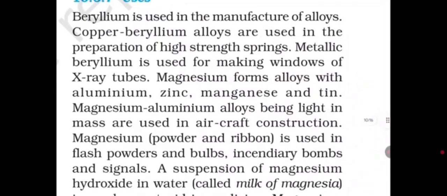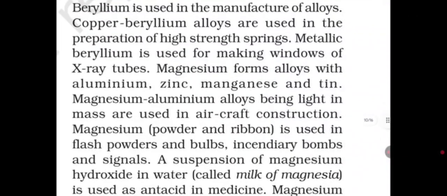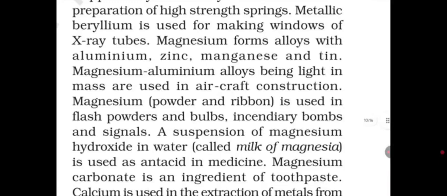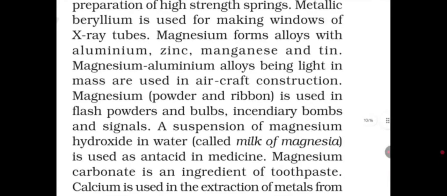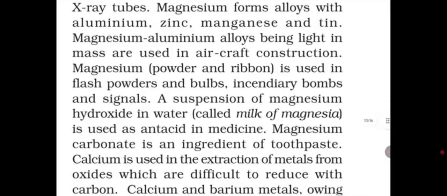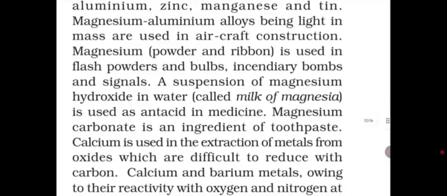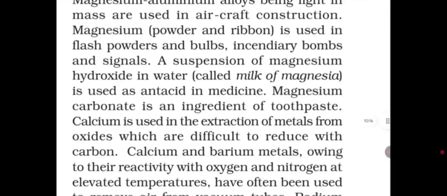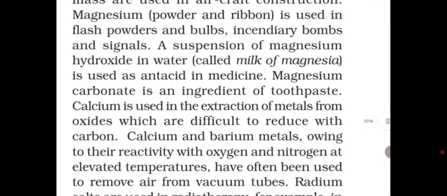Next is uses. Beryllium is used in the manufacture of alloys. Copper-beryllium alloys are used in the preparation of high strength springs. Metallic beryllium is used for making windows of X-ray tubes. Magnesium forms alloys with aluminium, zinc, manganese, and tin. Magnesium-aluminium alloys, being light in mass, are used in aircraft construction.